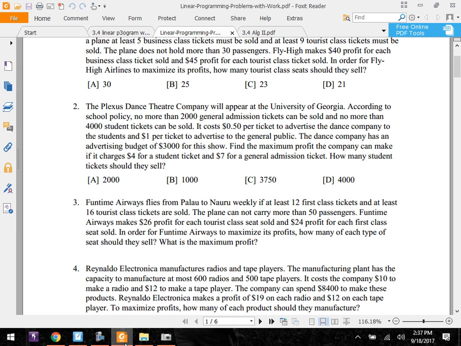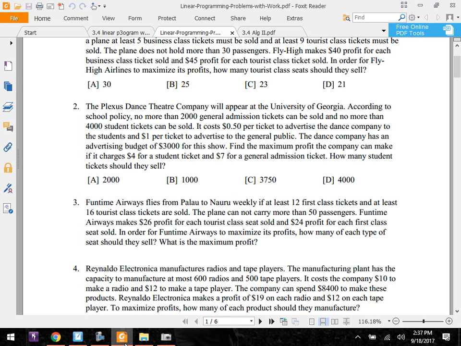Now, ladies and gentlemen, if I look at number 2, it talks about the dance theater. According to school policy, no more than 2,000 general admission and no more than 4,000 student tickets can be sold. It costs 50 cents a ticket to advertise the dance company to students and $1 to advertise to the general public. The dance company has an advertising budget of $3,000 for the show. Find the maximum profit the company can make if it charges $4 for a student and $7 for general admission.